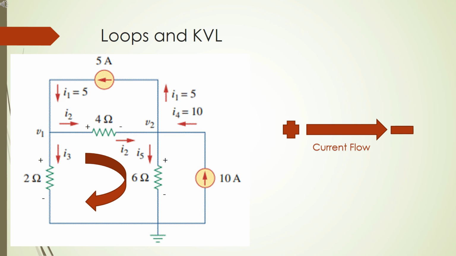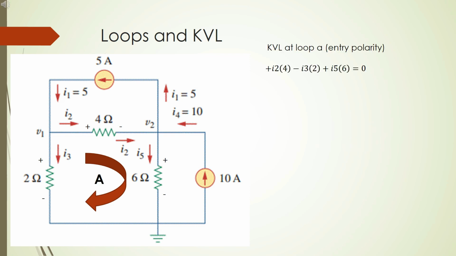But to begin, it is important for us to know that the conventional assumed flow of current, used in circuit analysis, is that the current flows from the positive polarity to the negative polarity. Now let us conduct KVL in this circuit. To begin, let us define that we will be using the element's polarity as the entry of the loop. Conducting KVL in the loop we obtain the equation 4 of I2 minus 2 of I3 plus 6 of I5 equal to 0.